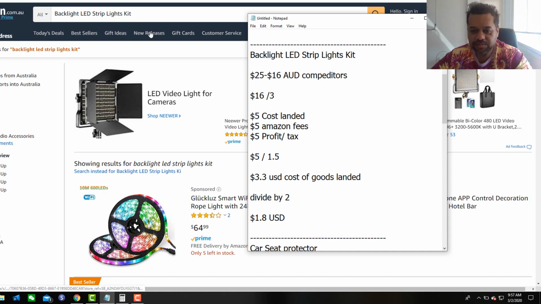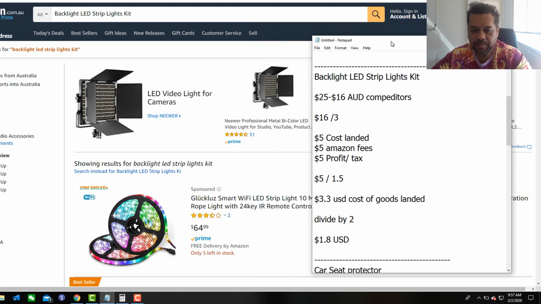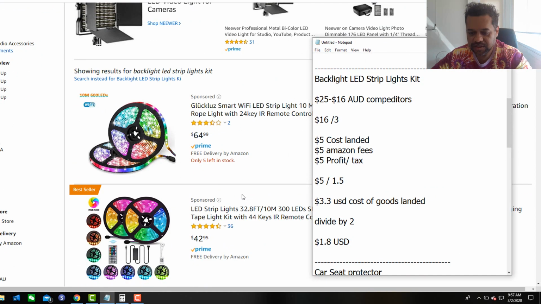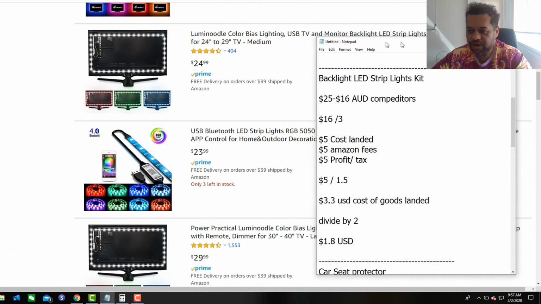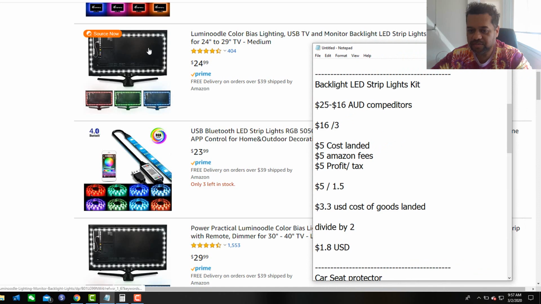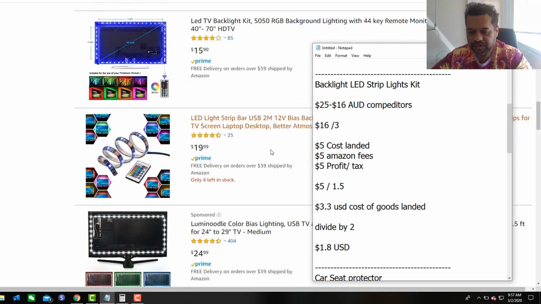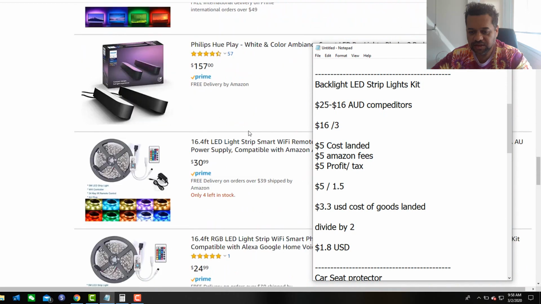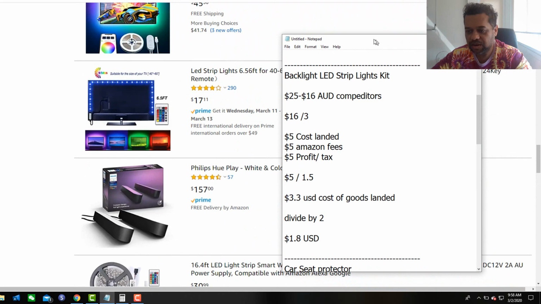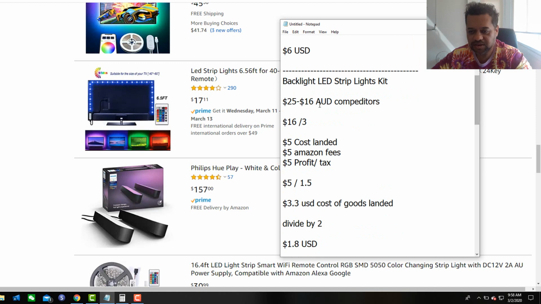Okay, so let's go to our second product. Again, I've just gone and done some research, drilled down, and I've come up with this backlight LED strip. So this is it here, and from what I've seen, they're kind of priced like $25 there, $29, $15, $24, $17. So I mean, you could price it between say $25 to $16.